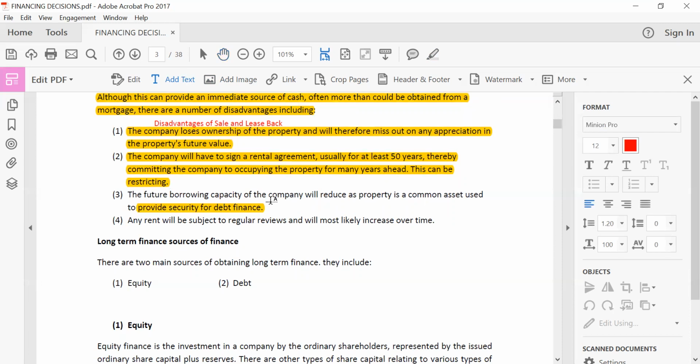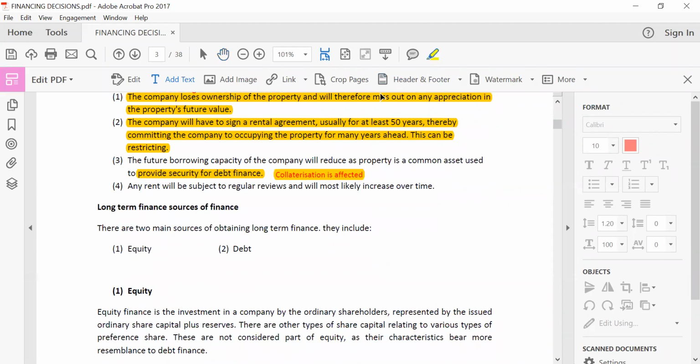So here, let me put it in the right context. Collateralization is affected. You cannot use a lease asset as a collateral. So if you were the owner, you could have used that property that you have ownership of to serve as a collateral. But if you should sell that asset and lease it back, that asset can never be used in the future as a collateral. So a sale and lease back will restrict you from having collaterals to be used in securing what? Debts. So sale and lease back has that disadvantage because we do not accept a lease asset as a collateral.